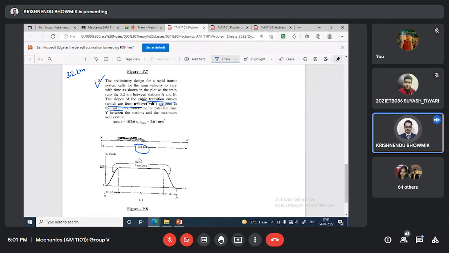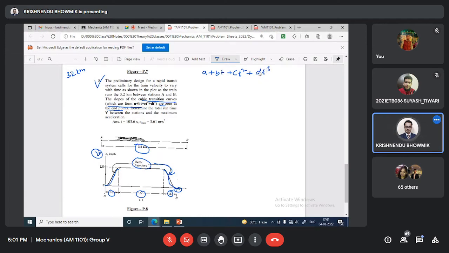Okay, this is the cubic function. If this is the graph, this is velocity and this is time. This is 15 seconds, delta t, and you can see the curve is looking symmetric. These sections and these sections are symmetric, and this function is given for this only. What is the function? I can write a plus bt plus ct square plus dt cube.